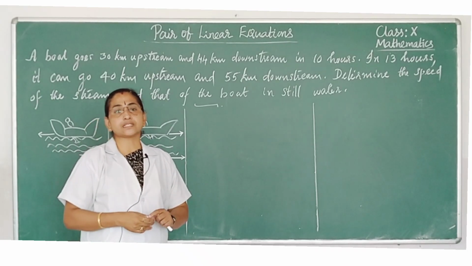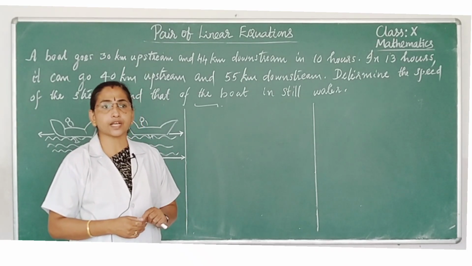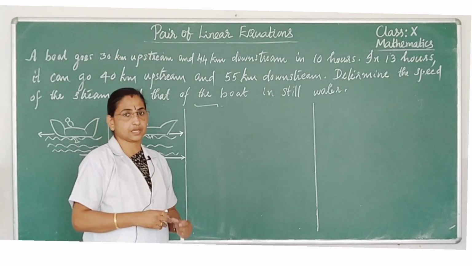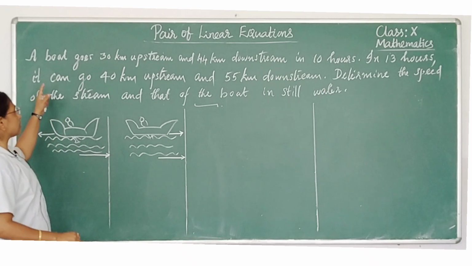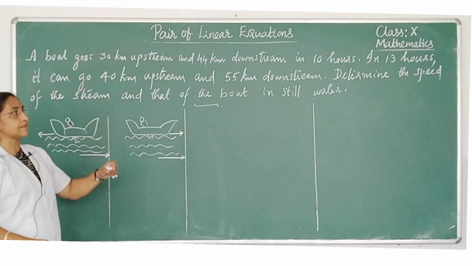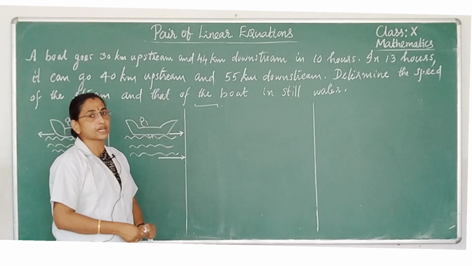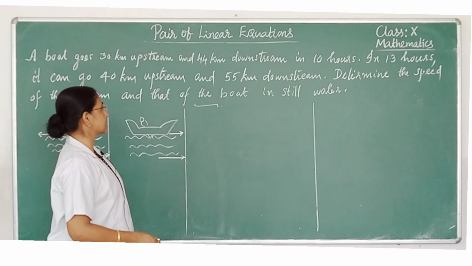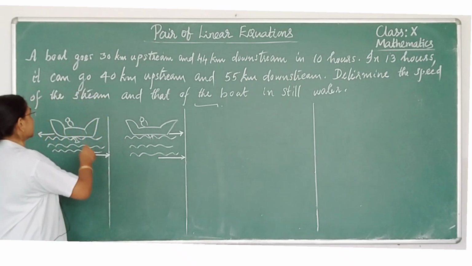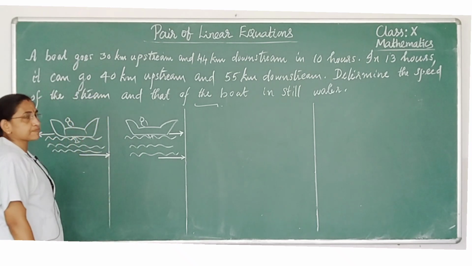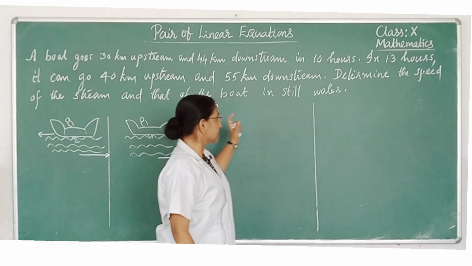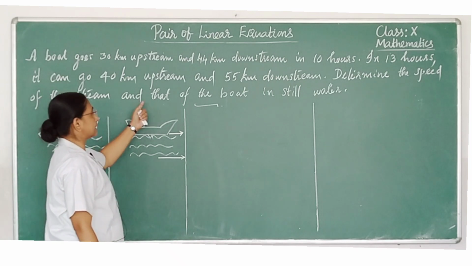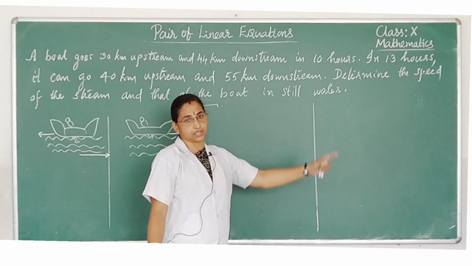Now we can discuss some application problems of reducible linear equations. Come to the first question, a very important question. A boat goes 30 km upstream and 44 km downstream in 10 hours. In 13 hours, it can go 40 km upstream and 55 km downstream. Determine the speed of the stream and that of the boat in still water.